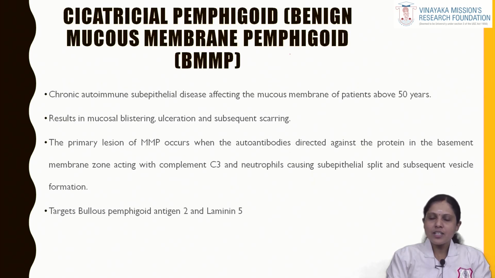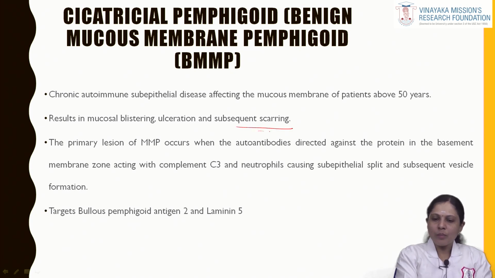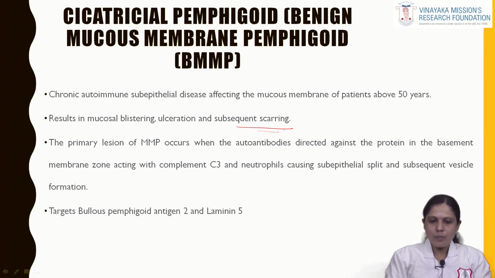Coming to cicatricial pemphigoid, it is also known as benign mucous membrane pemphigoid. It is a chronic autoimmune subepithelial disease chiefly affecting the mucous membrane, hence the name benign mucous membrane pemphigoid, and it usually affects patients above 50 years of age. It results in mucosal blistering, ulceration with scar formation, whereas in bullous pemphigoid it heals without scar formation.